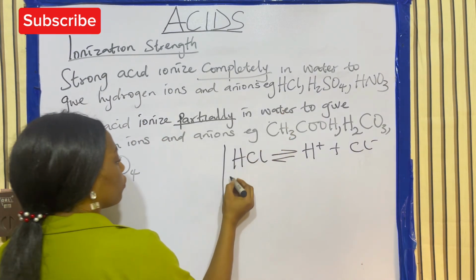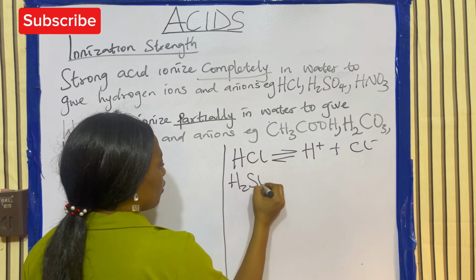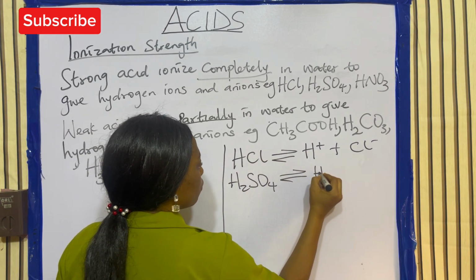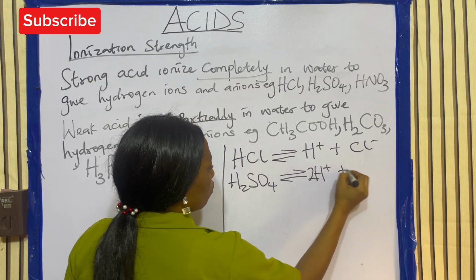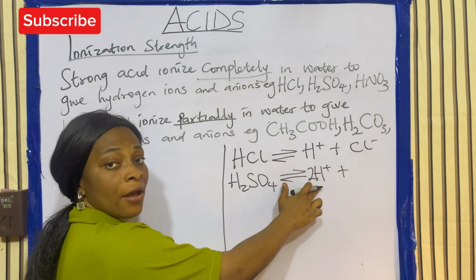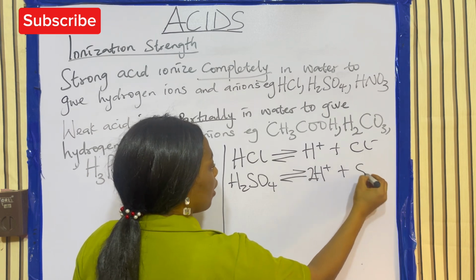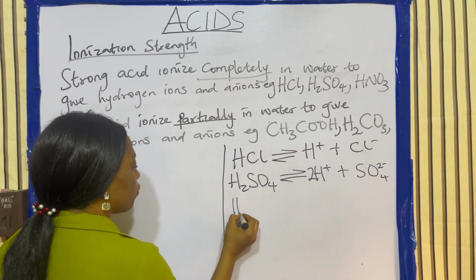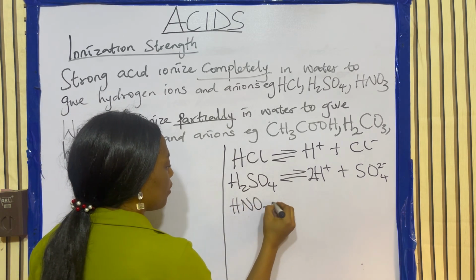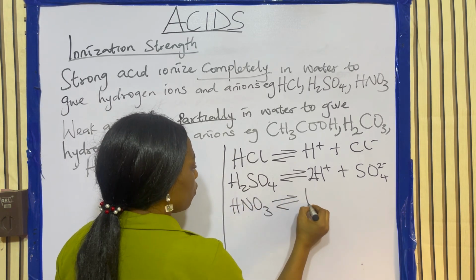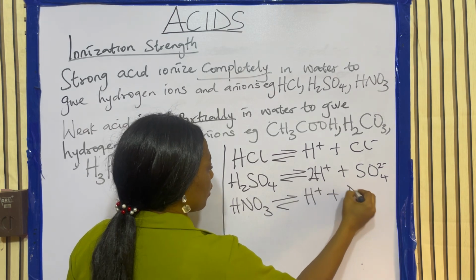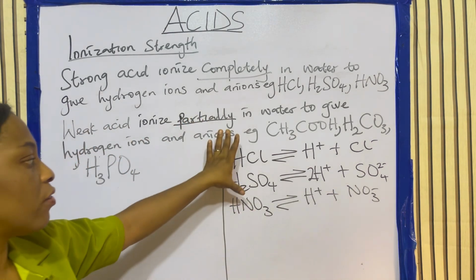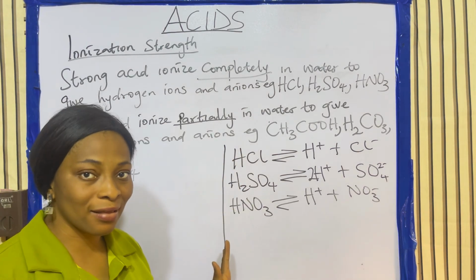Then you also have tetraoxosulfate VI. When it ionizes in water, it gives you two ions of hydrogen and an anion. Then you also have trioxonitrate V acid. When it ionizes in water, it gives you hydrogen ion and an anion. So these three acids are strong acids.